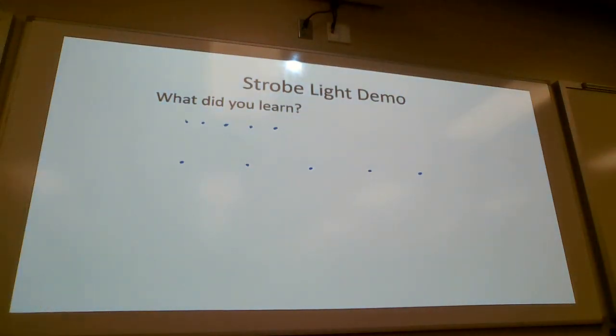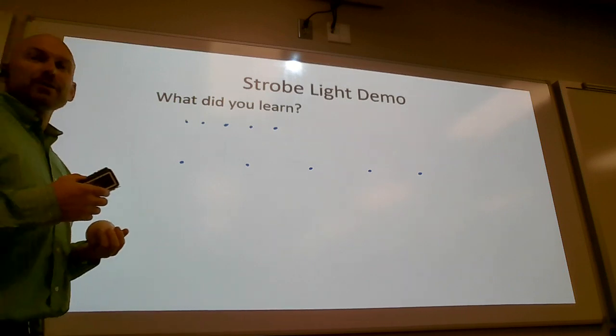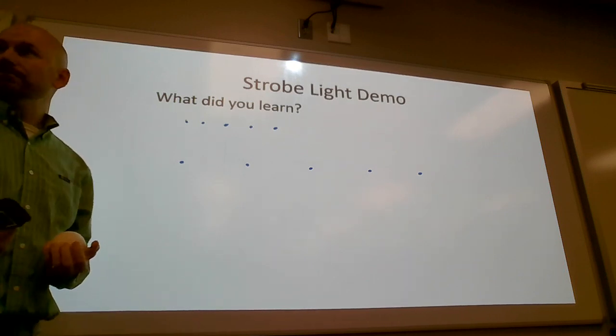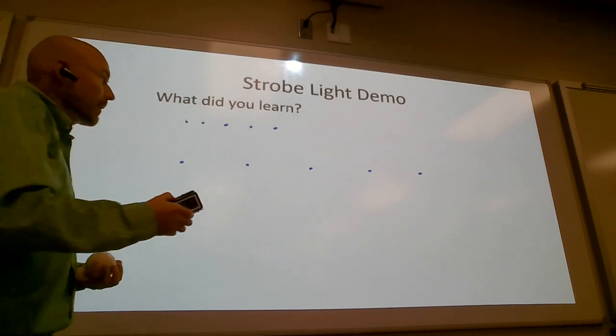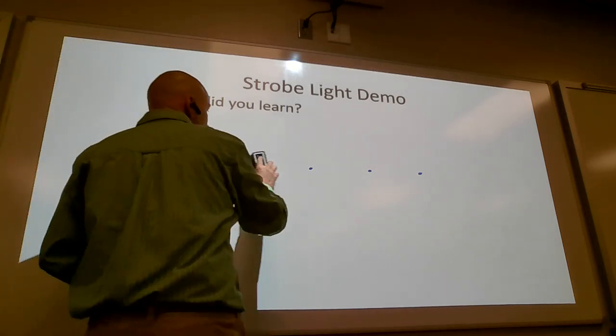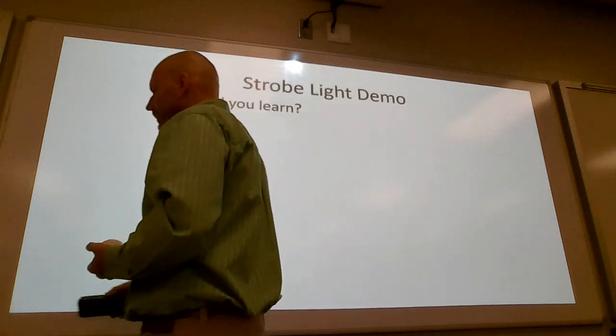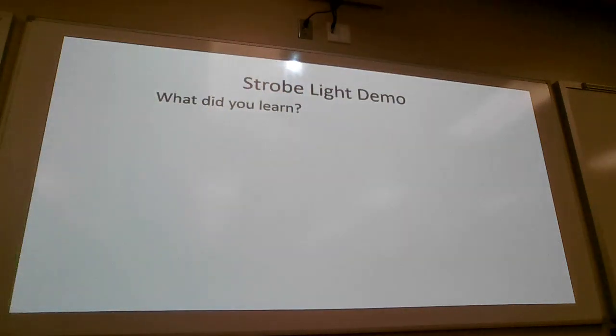So this is just another way to illustrate motion without something actually moving. Okay, so we've got position versus time graphs, velocity versus time graphs. We now have strobe light diagrams.